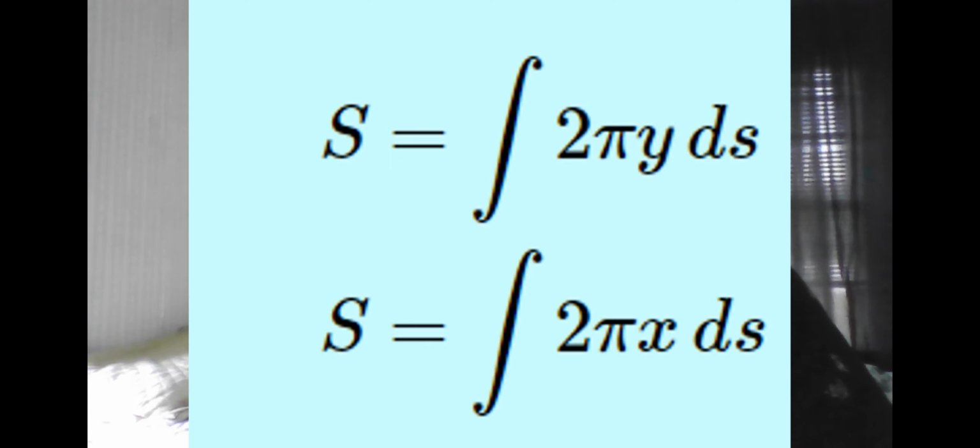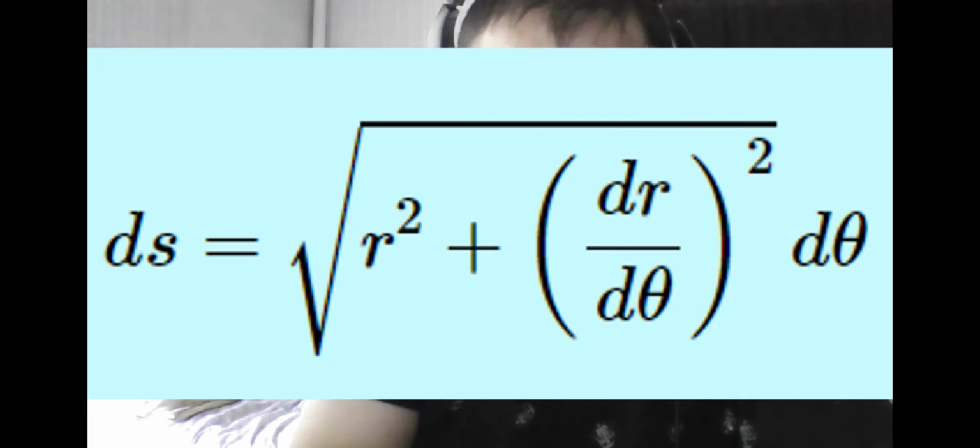In particular, we remember the integral for the surface area is the integral of 2 pi times arc length times y if we are doing a rotation around the x-axis, or times x if we are doing a rotation around the y-axis. And we plug in what we found for arc length in the last video, which would be the square root of r squared plus (dr/dθ) squared, and then everything in the square root times dθ.